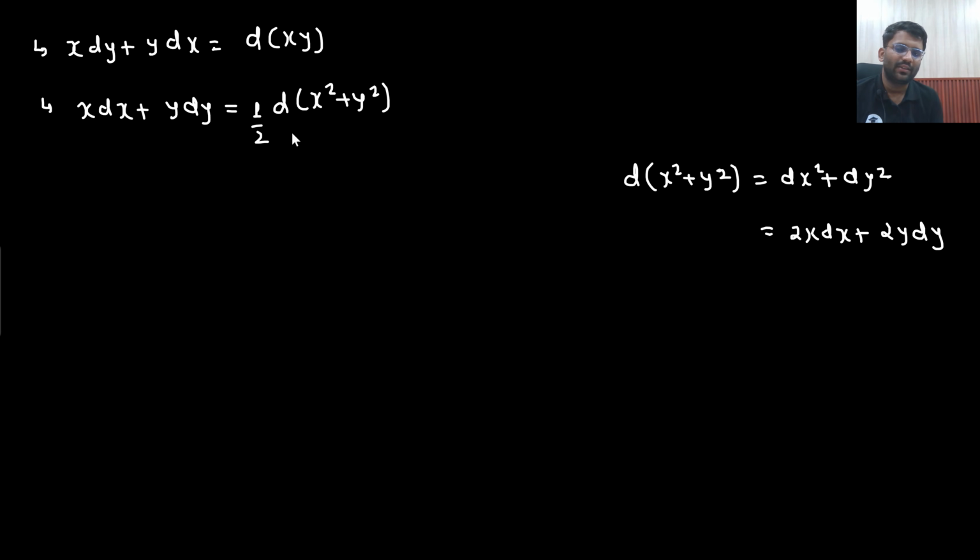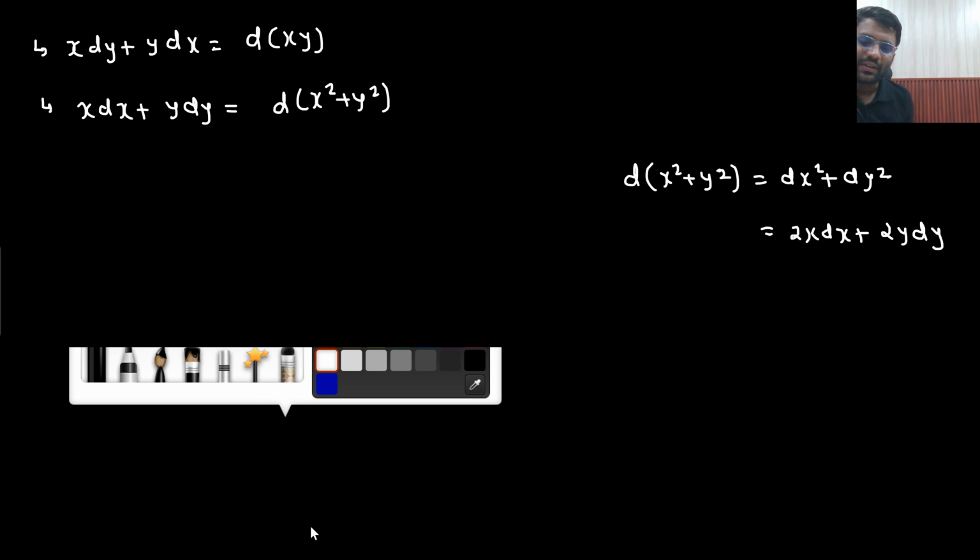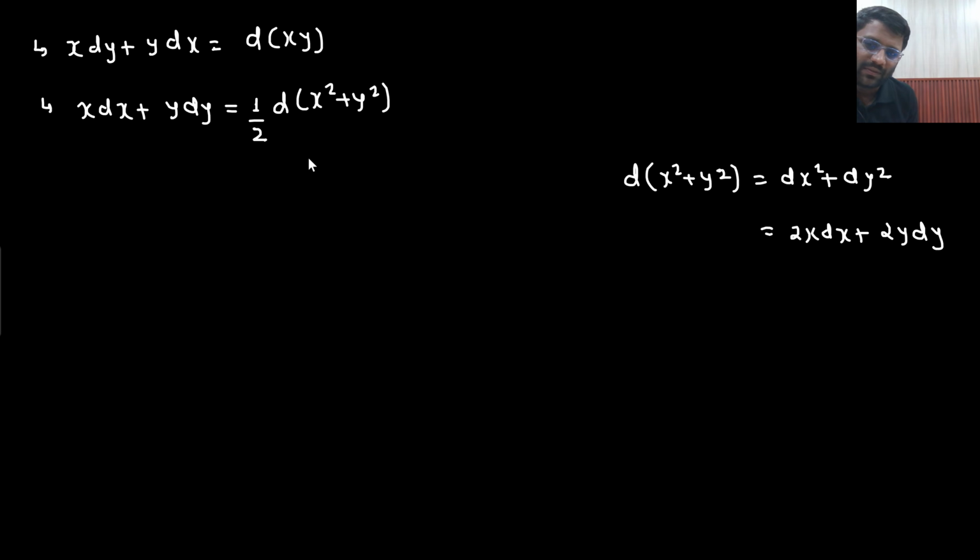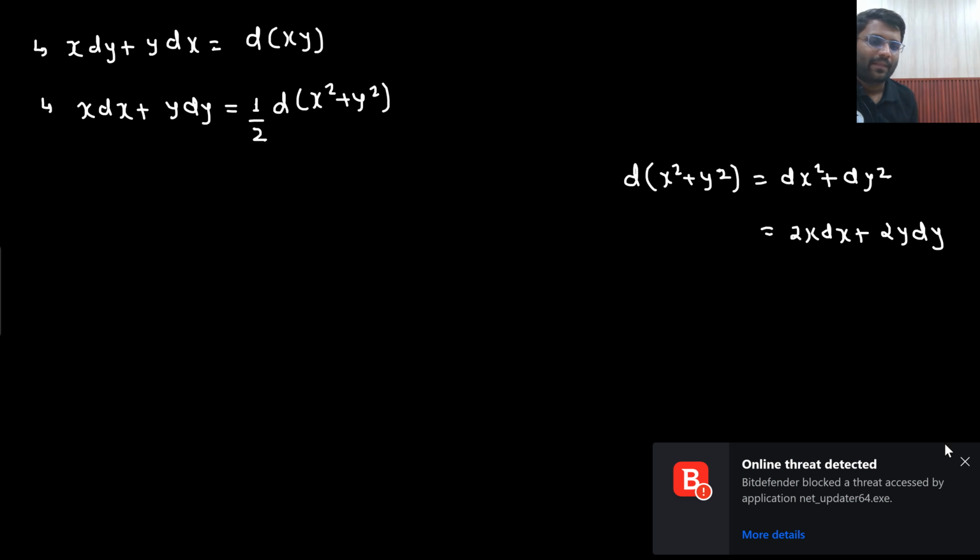This 2 I don't need. That means I need to divide with 2. So x dx plus y dy could be written as 1 by 2 x square plus y square. Say yes or no.